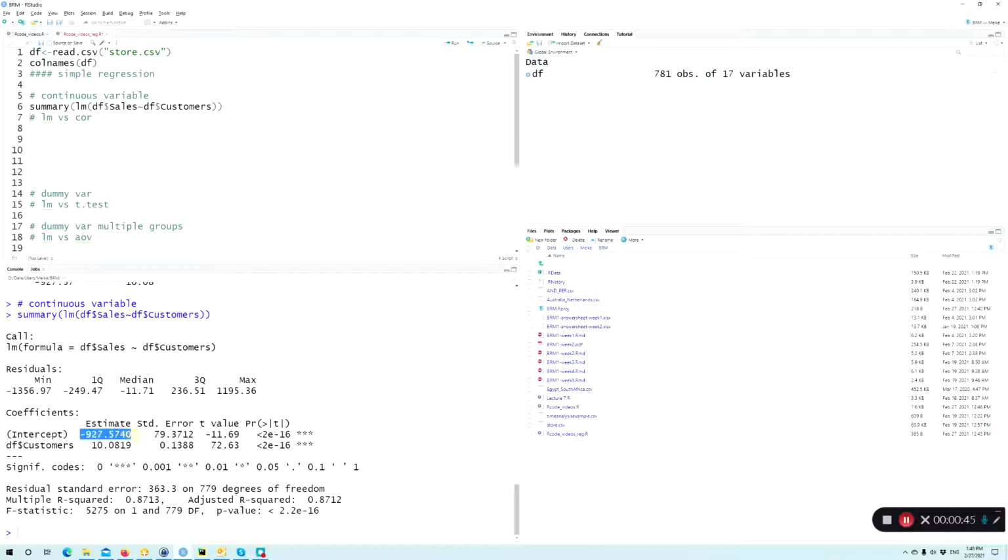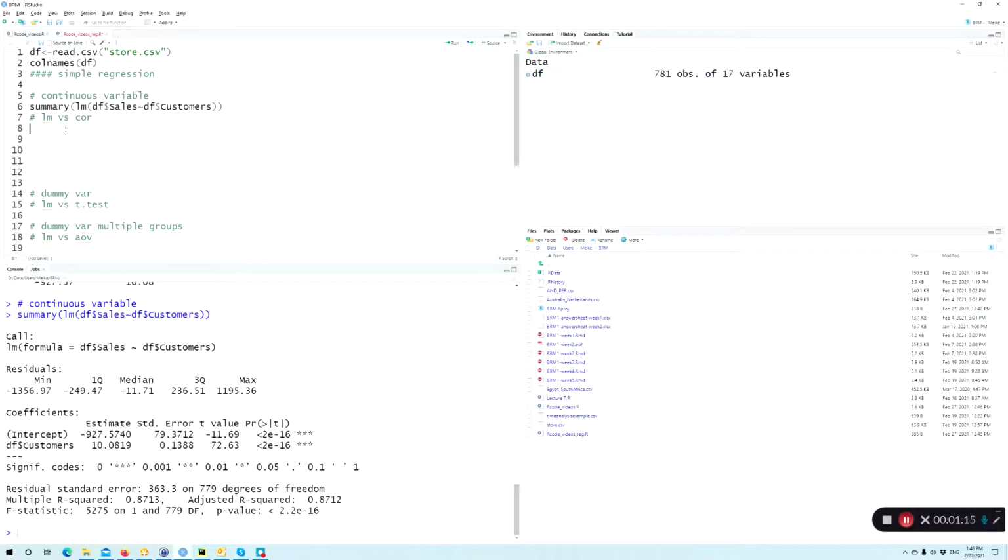This intercept actually means that on a hypothetical day where there are 0 customers, on average across these stores in the sample, there will be negative sales of 927. Now each customer that comes into the store that day will, on an average day, add 10.08 sales to the sales of the store.